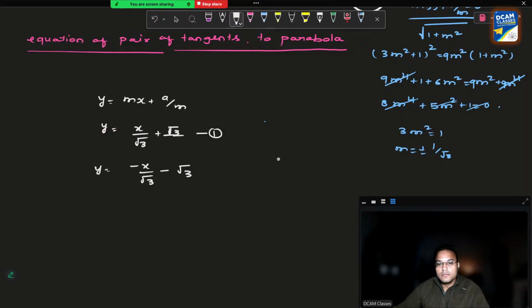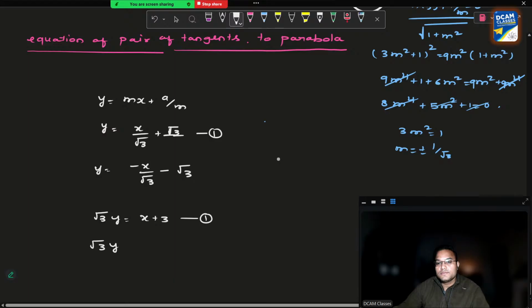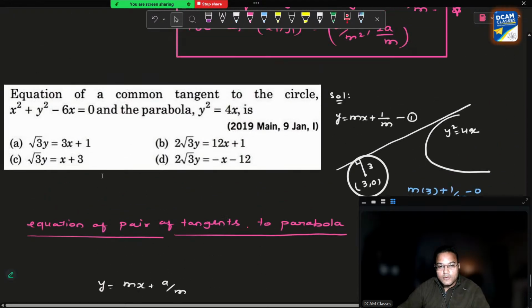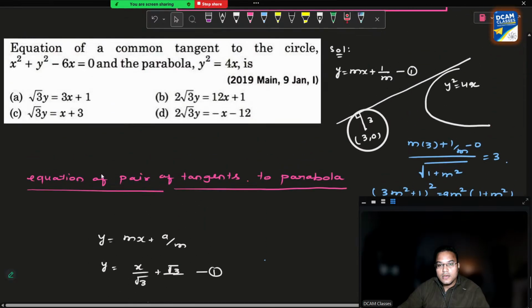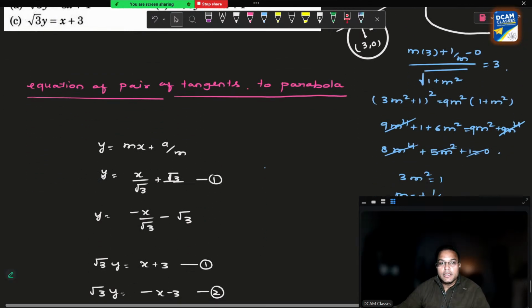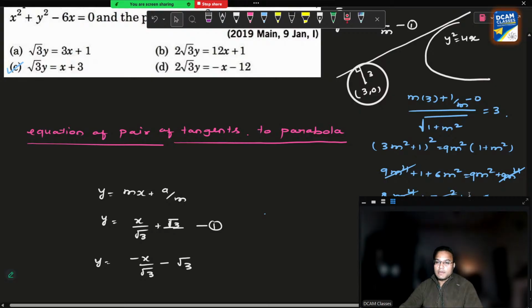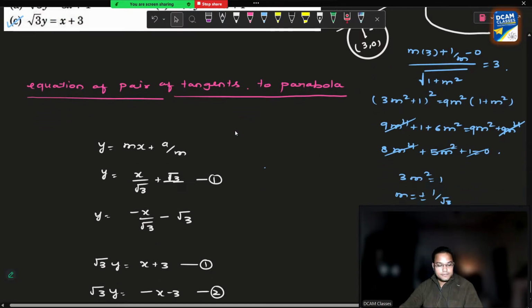So either you will be getting root 3y is equal to x plus 3, first one, or root 3y is equal to. It's option C, not A. It's option C. Root 3y is equal to x plus 3. Correct. They could have given this question for the advanced, means for advanced 2 multiple answer type. But for advanced, it will be too easy.